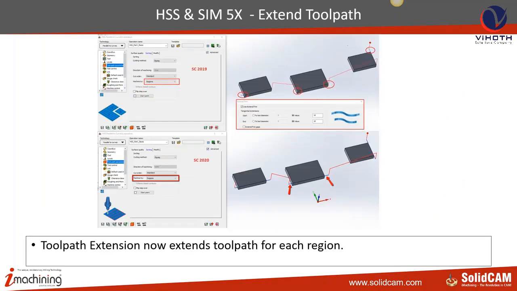Extension of toolpath. Earlier, if you had multiple faces to be machined and you said, I would like to extend the toolpath, only the first pass and the last pass, the extension would be visible. But now, because of regions, you can see that the extension is available for each region. Both the entry and the exit extensions are available for every region when you are doing the toolpath calculation.